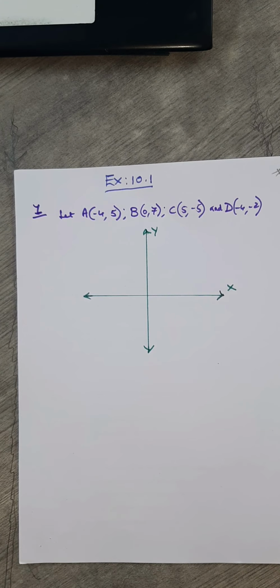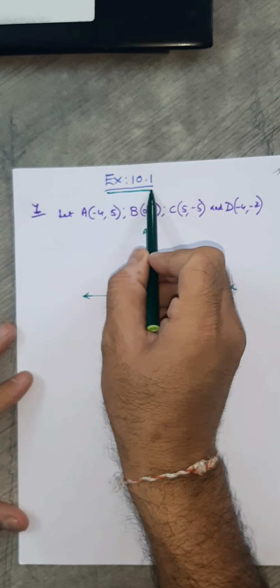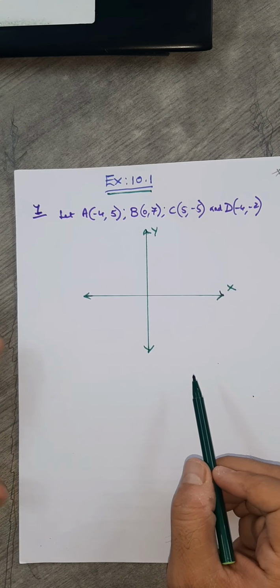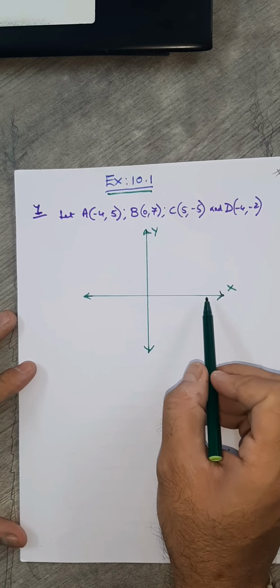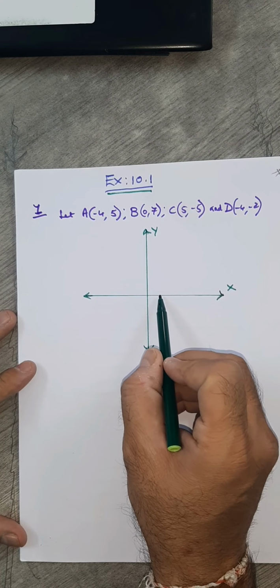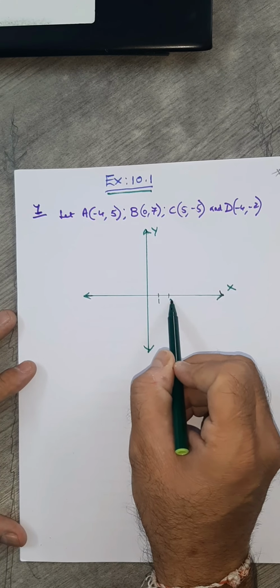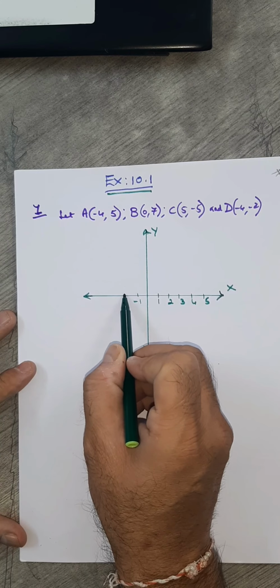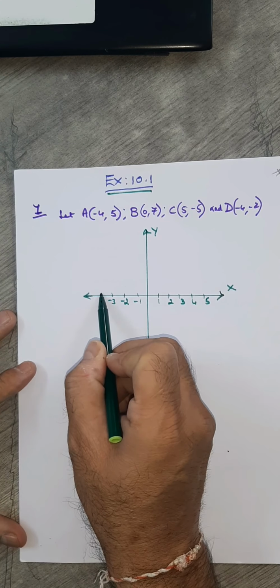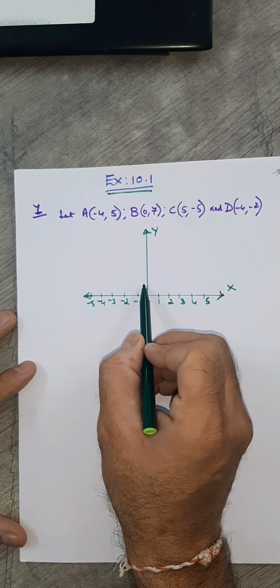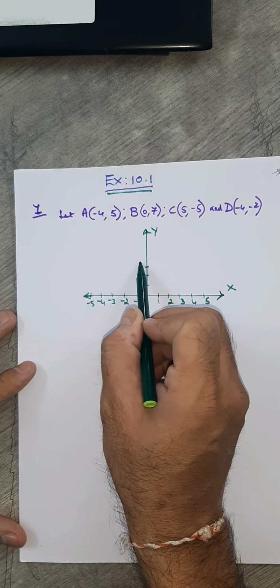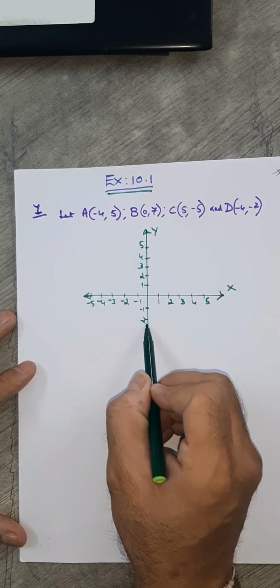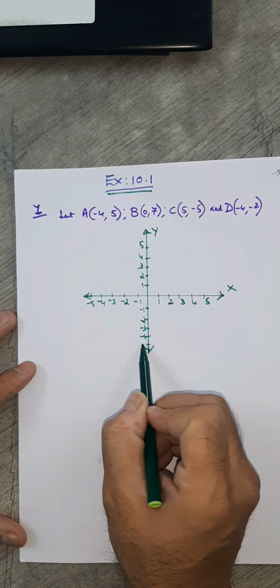Now let's start with exercise 10.1. The first question is here, you are given 4 points and you want to present these points in this Cartesian plane. So I'll consider 2 coordinate axes. Now I'll take here points like 1, 2, 3, 4, 5 here. Here you have negative points, -1, -2, -3, -4, suppose -5. Here you have 1, 2, 3, 4, 5. And same way here, -1, -2, -3, -4 and -5.